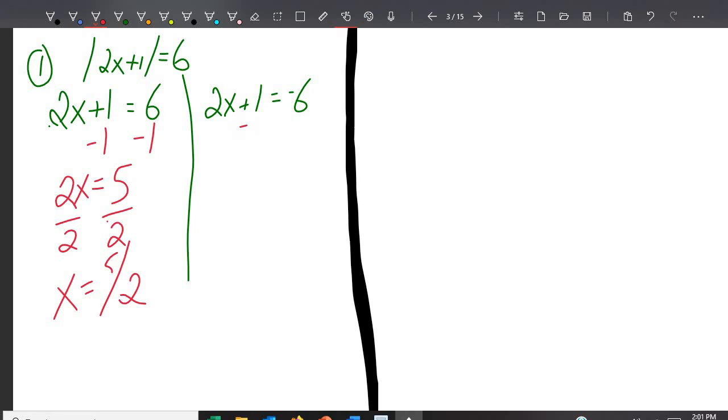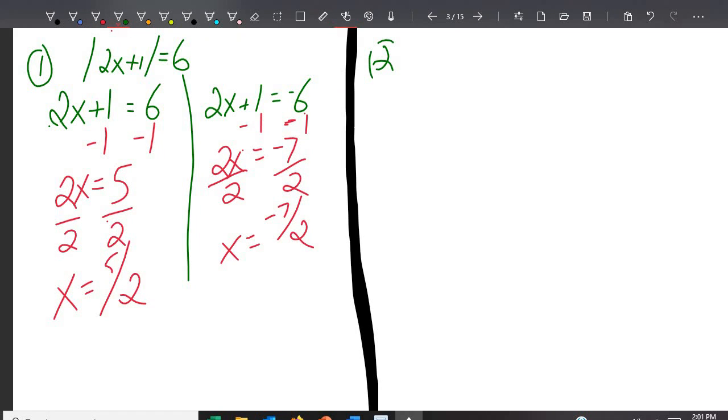In the second equation, we subtract 1 from both sides. We're going to get 2x equals negative 7. Divide by 2. So my other answer is x will equal negative 7 halves. It's okay if you get fractions, not a big deal.